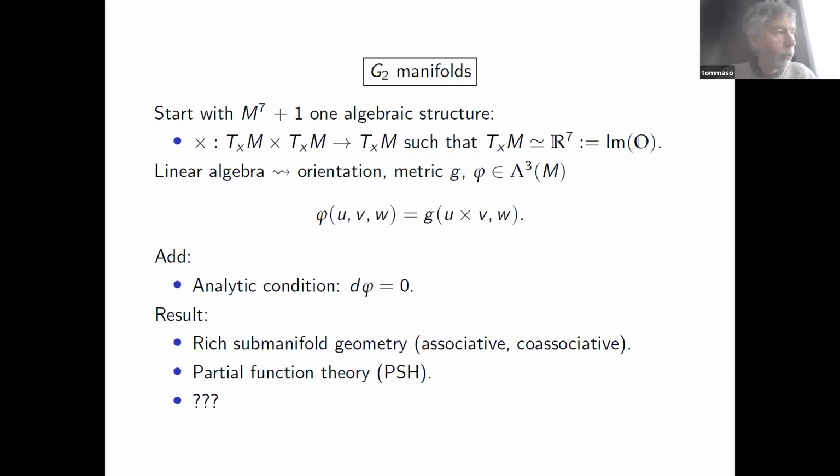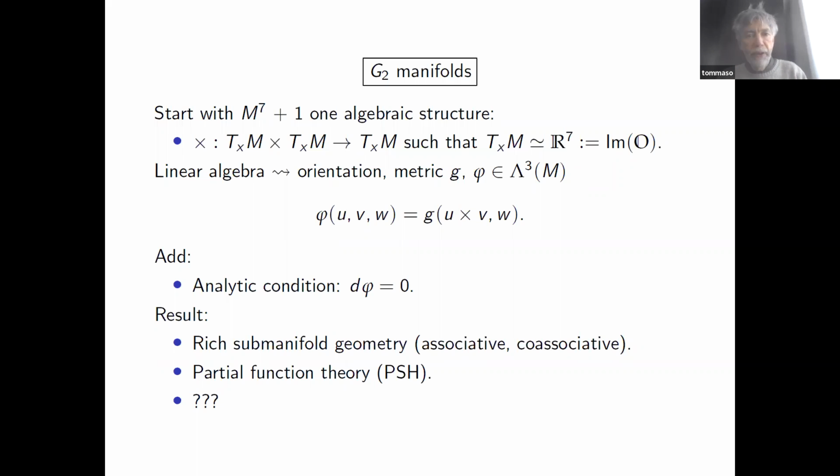So again, we can use linear algebra to generate an orientation, but in this particular situation, linear algebra turns out to be much more powerful, and by itself, it also generates a metric and a differential form, so that this particular identity is satisfied.